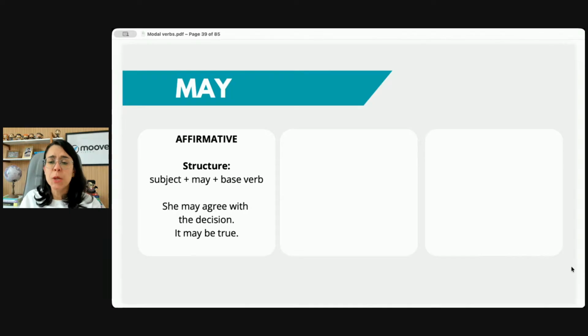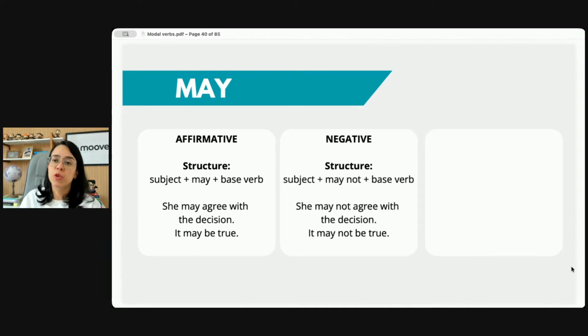May. She may agree in the affirmative. She may agree with the decision. It may be true. Negative. She may not agree with the decision. It may not be true.